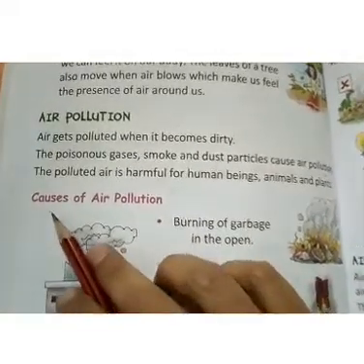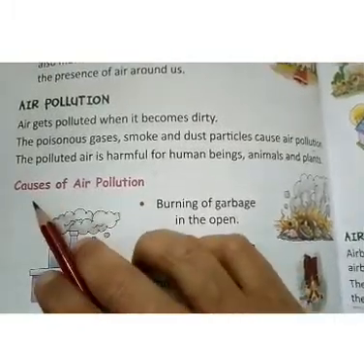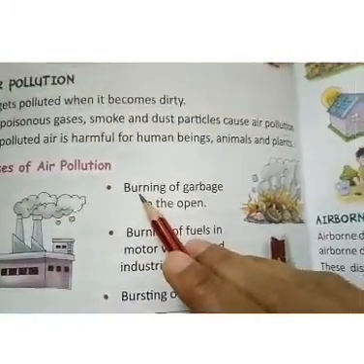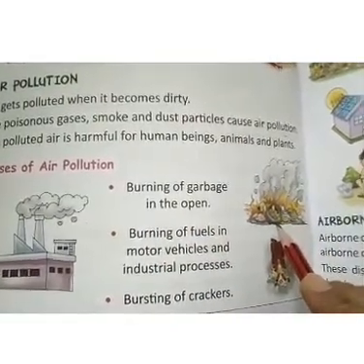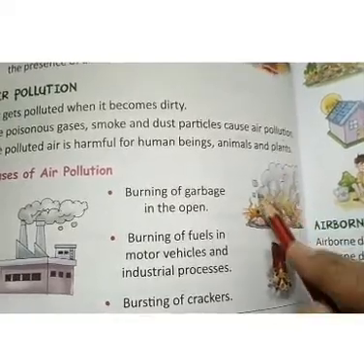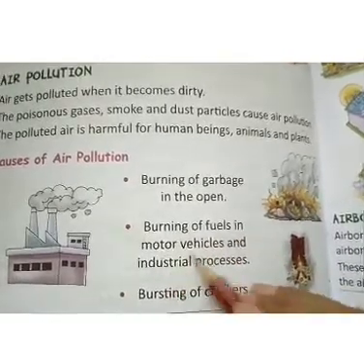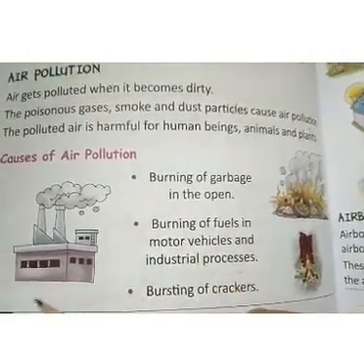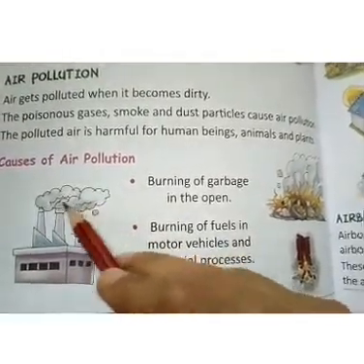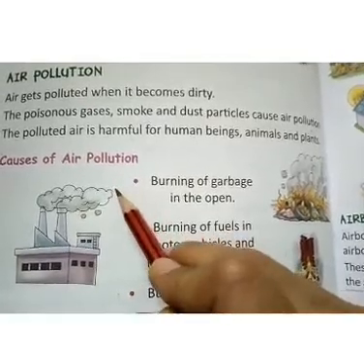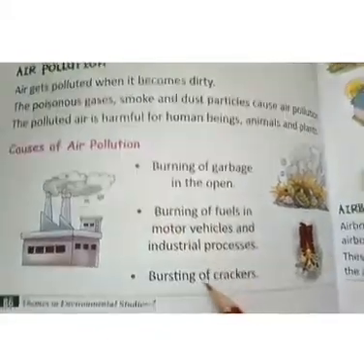Now we read the causes of air pollution, how the air gets polluted, what are the causes. Now let us read. Burning of garbage in the open. When the garbage is burnt in open, the air becomes polluted. Next one, burning of fuels in motor vehicles and industrial processes. In the industrial processes, the smoke from the factories is released into the open, and this mixes with the air and the air becomes polluted.